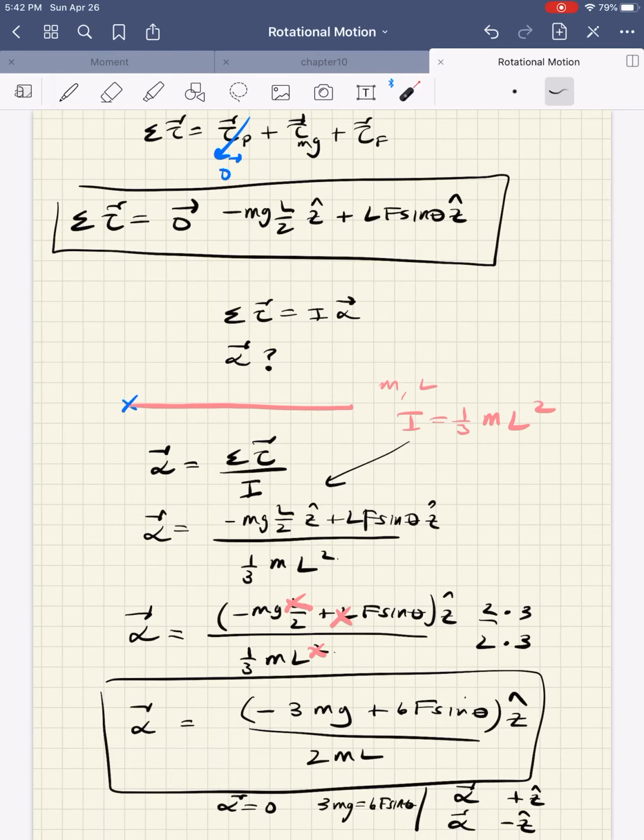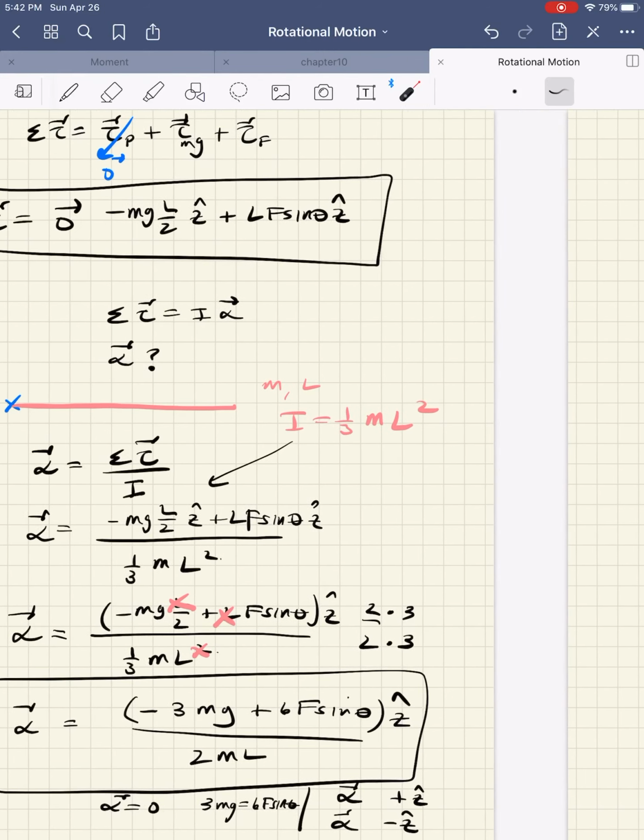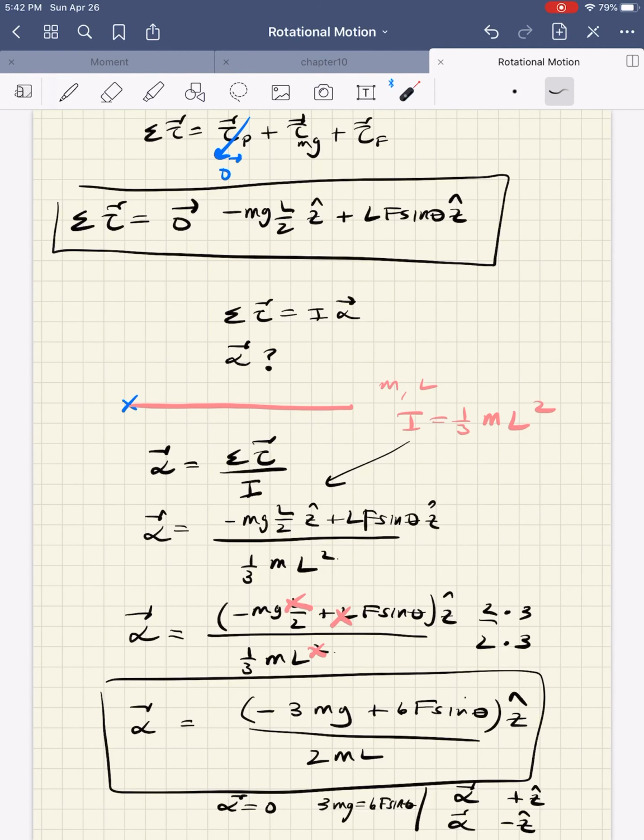All right, I spent a much longer time on this than I expected. Next time when we meet, we're going to work some more sum of torques equals I alpha problems. And we're going to combine it with a Newton's law analysis, sum of forces equals ma, and then we'll start energy. All right, look forward to talking to you guys soon. Bye.